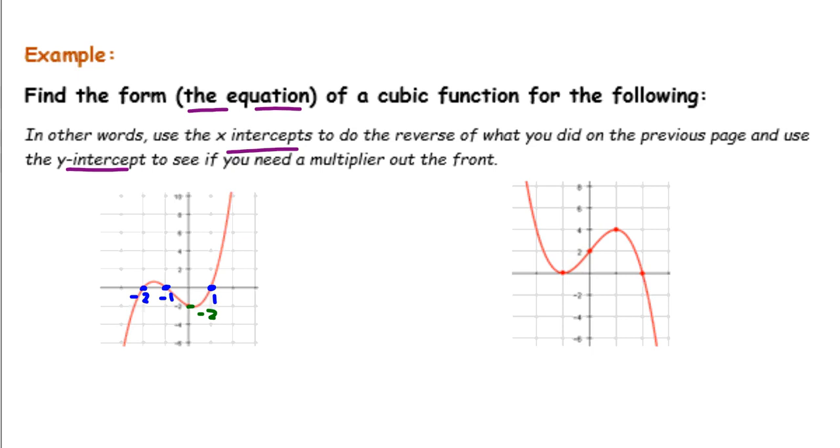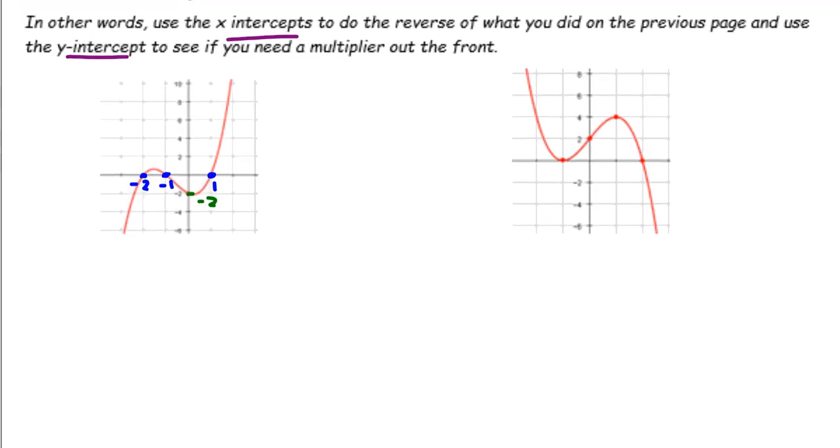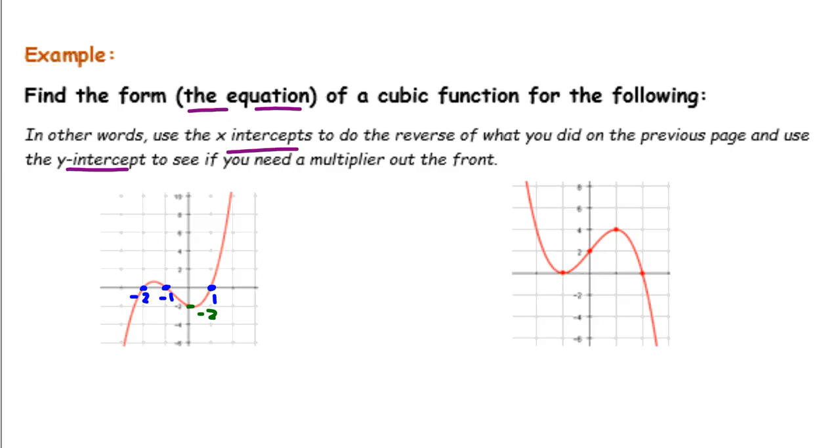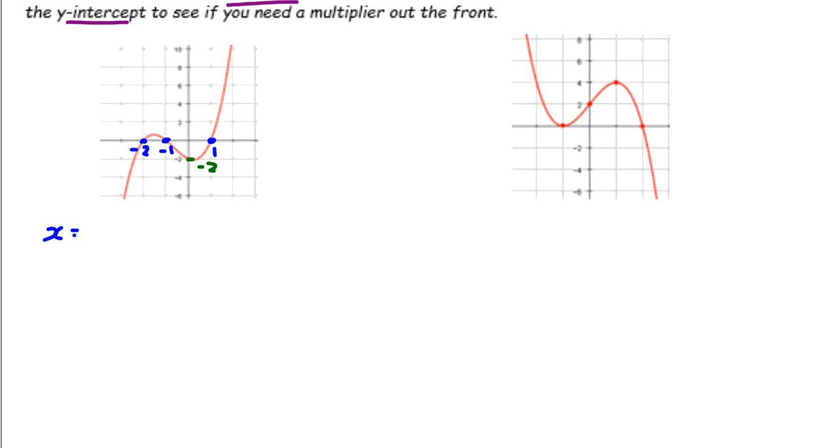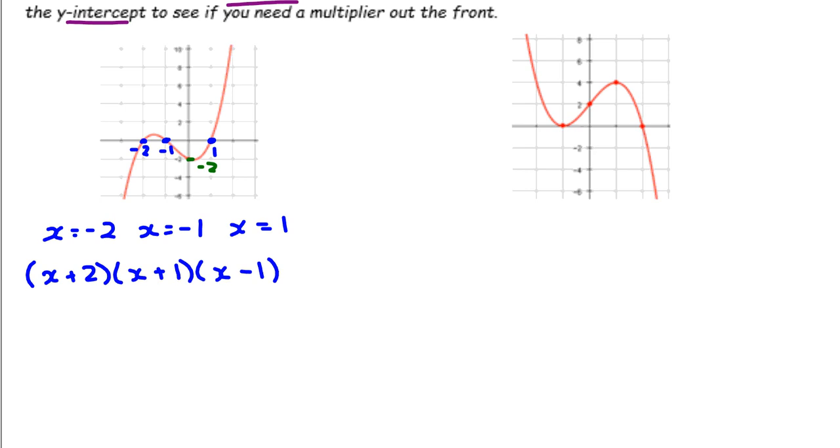Alrighty, I'll scroll down a bit. So let's write out what our X-intercepts were. So X-intercepts were x equals -2, x equals -1, x equals 1. What could that have been when it was in the brackety form? It would have been x plus 2, x plus 1, and x minus 1. That's what our y kind of equals at this point.